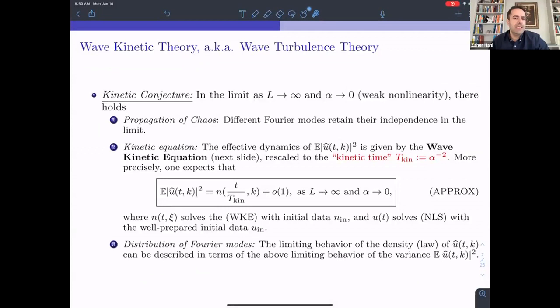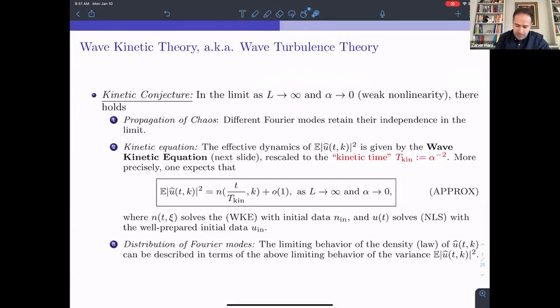So the first one is propagation of chaos. We are starting with Fourier modes that are initially independent. If you turn on the nonlinear dynamics, of course, those Fourier modes will not remain independent. They will interact with each other. They will collide with each other. But magically enough, after you take this kinetic limit, L goes to infinity and alpha goes to 0, you retain this initial independence in a precise way that we will talk about later.